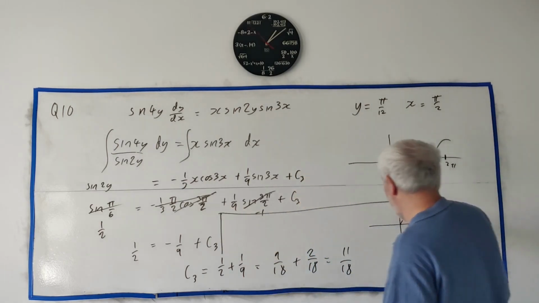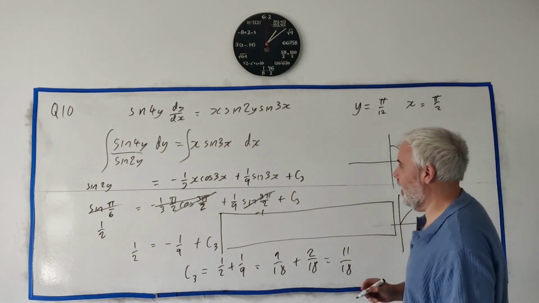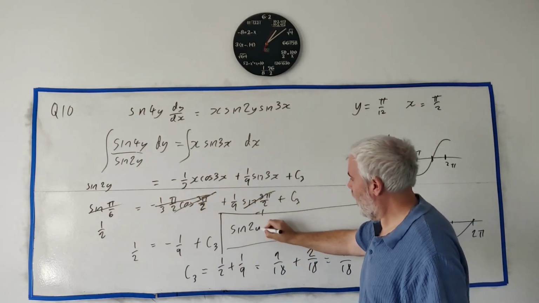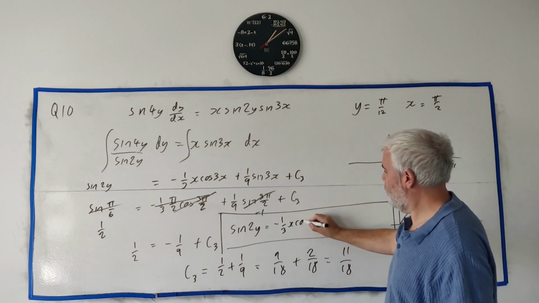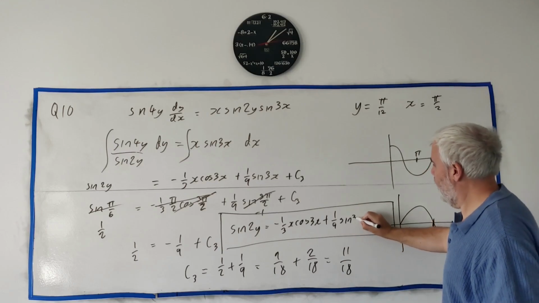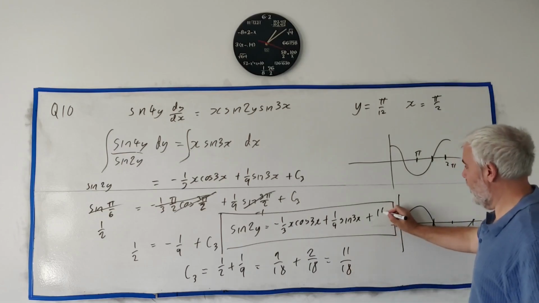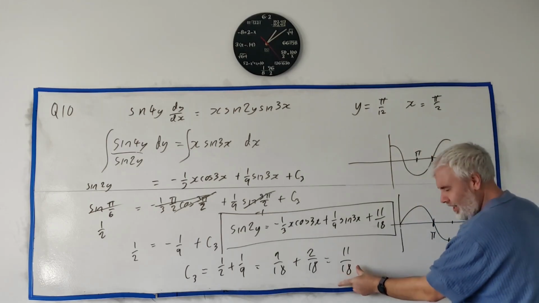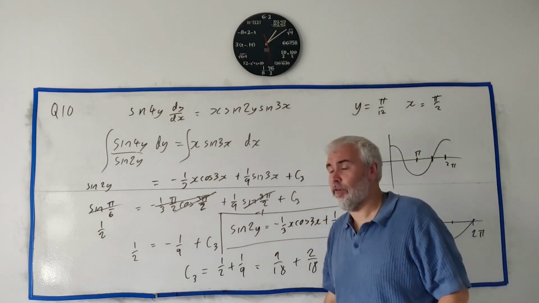Let me just squeeze in a box here. What the examiner really wants to see is your final answer, this line here again. Sine 2y is equal to minus 1 over 3 x cosine 3x plus 1 over 9 sine 3x, and instead of just a constant, they wanted you to write 11 over 18. This is definitely full marks. I think you probably got it down here. Okay, that's not it. Sorry, I thought that was it for question 10.